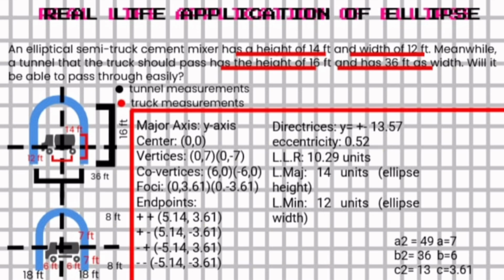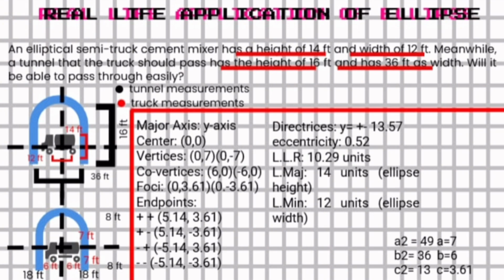To get the endpoints, we will take the value of b squared and divide it by a, and that is equivalent to 5.14. To get the other value, we will just take the value of c, which is 3.61. For the directrices, we will also take another value, which is a squared, and divide it by c. We can get eccentricity by dividing c over a.